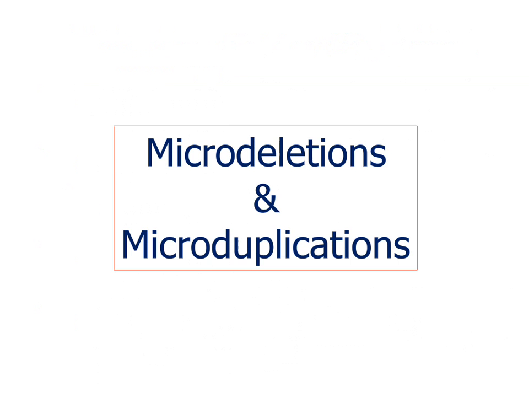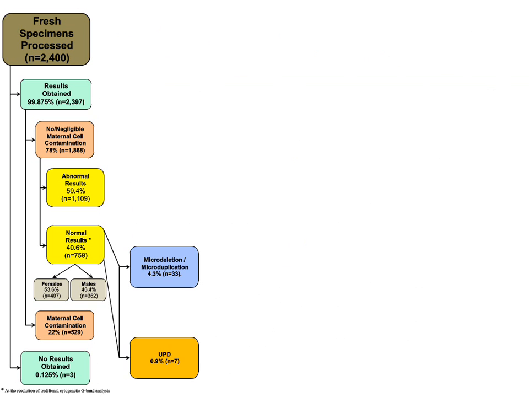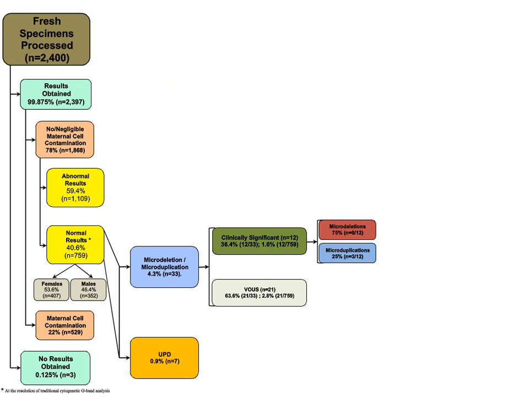So what about the microdeletions and microduplications in this study? We're going to focus primarily on those normal results, remember, below the resolution of standard cytogenetic testing. Here we saw that 33 cases, which represents 4.3%, had a microdeletion or microduplication. We found that 12 of them met the criteria for being clinically significant. And if we look at the origins of those, about 75% were microdeletions and 25% were microduplications.